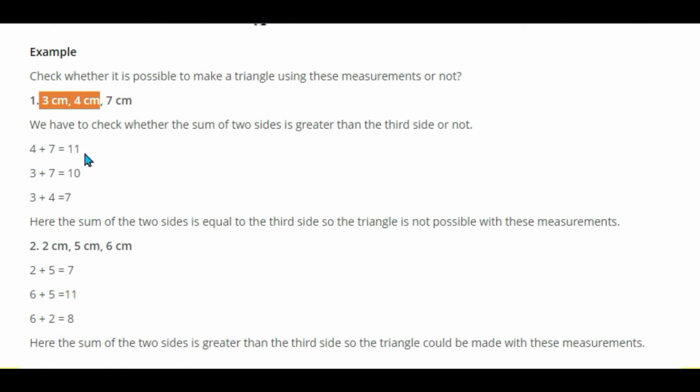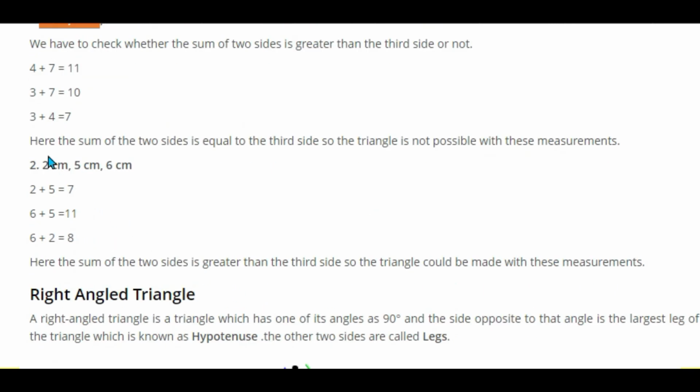For the first condition it is true: 4 plus 7 equals 11, which is greater than 3. Also, 3 plus 7 is 10, which is greater than 4. Now if we talk about 3 and 4, the sum is equal to 7, but it is not greater, it is equal. That's why this property is not true for this measurement.